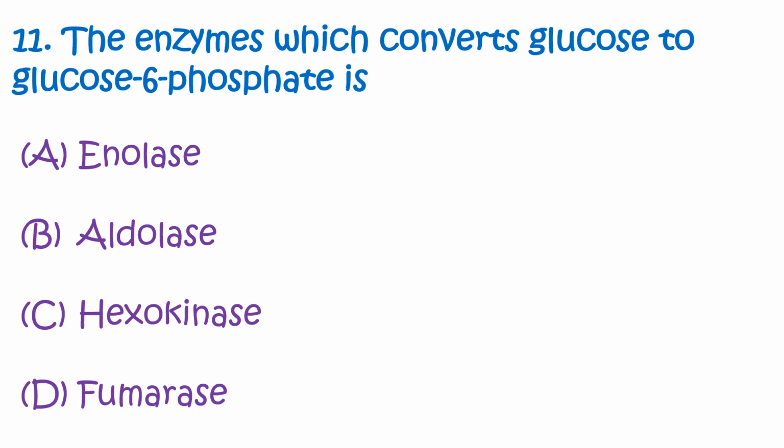Question number 11. The enzyme which converts glucose to glucose 6-phosphate. Options are option A enolase, option B aldolase, option C hexokinase, and option D fumarase. And the correct answer is option C hexokinase. It is an enzyme that converts glucose to glucose 6-phosphate and then traps the glucose molecule inside the cell, and it then further goes for the process of glycolysis.